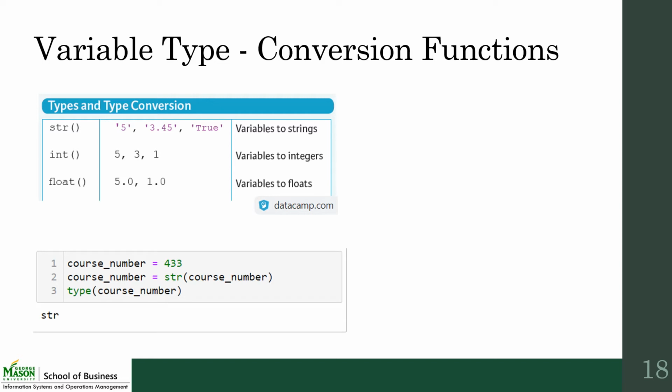A simplified example of this is shown in line 1 and 2, where the course number variable contains an integer of 433. Then in line 2, the str function is applied with the course number variable inside of it, which is then again assigned to the original course number variable.